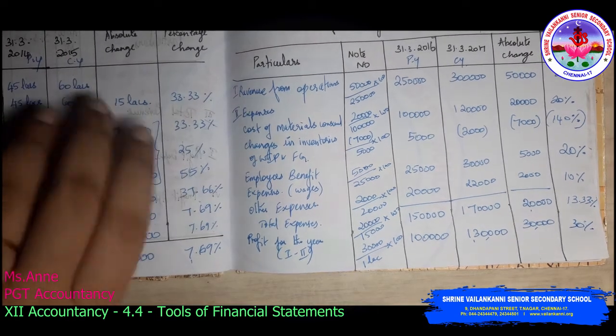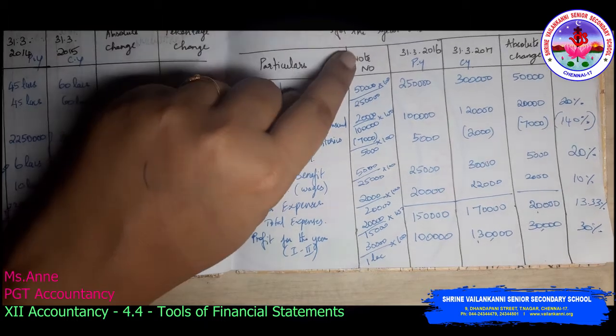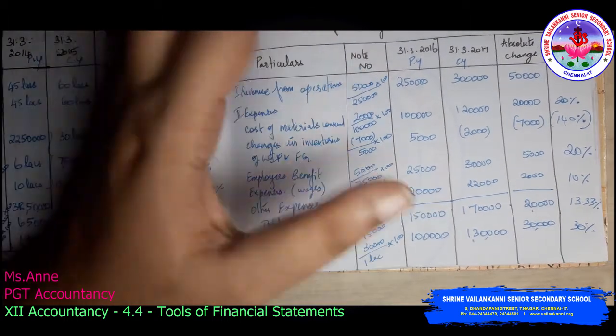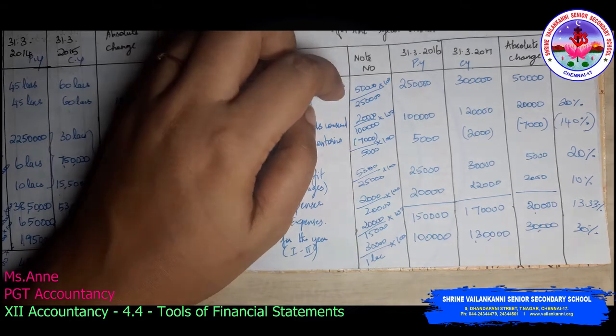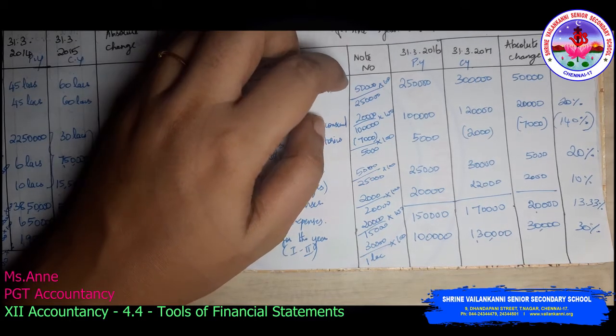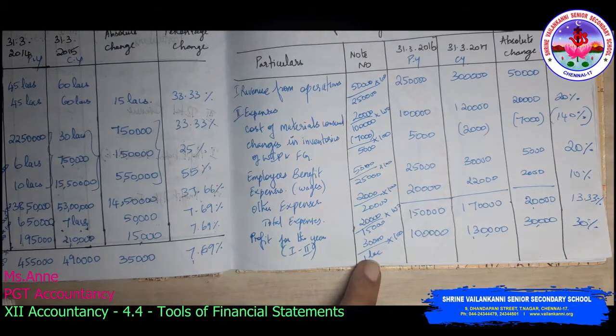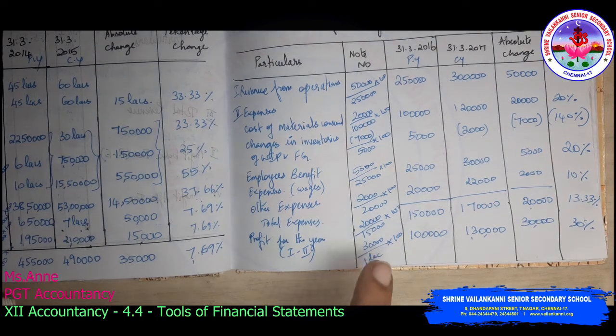This is how we need to prepare. Please don't use this for notes to accounts. You show these workings in a separate working note. Since there is no space, I have just written it here. Every problem I am repeating, please don't make this mistake in your exam.